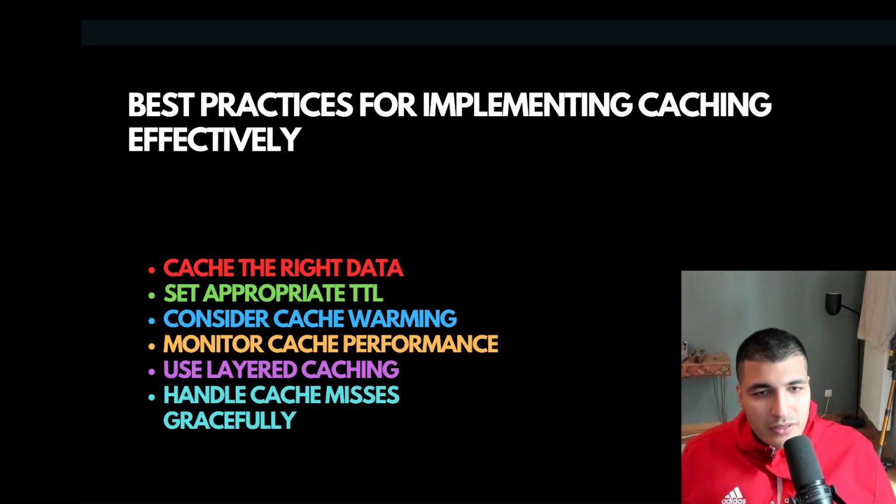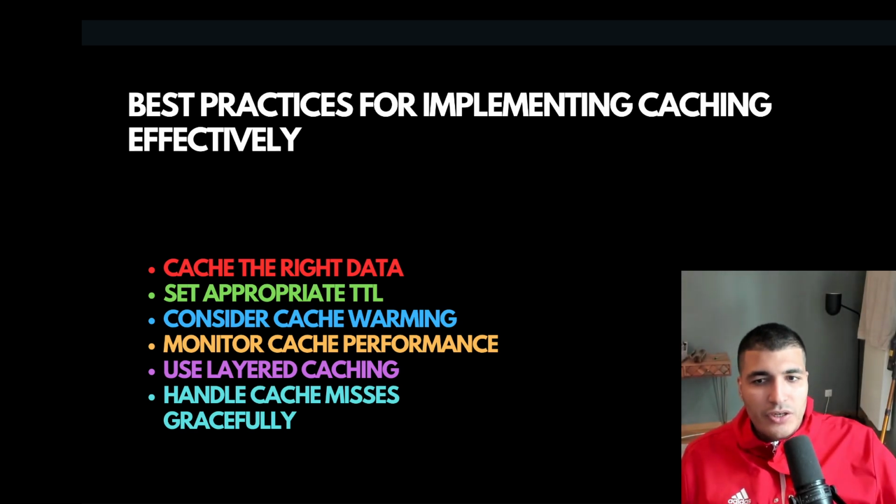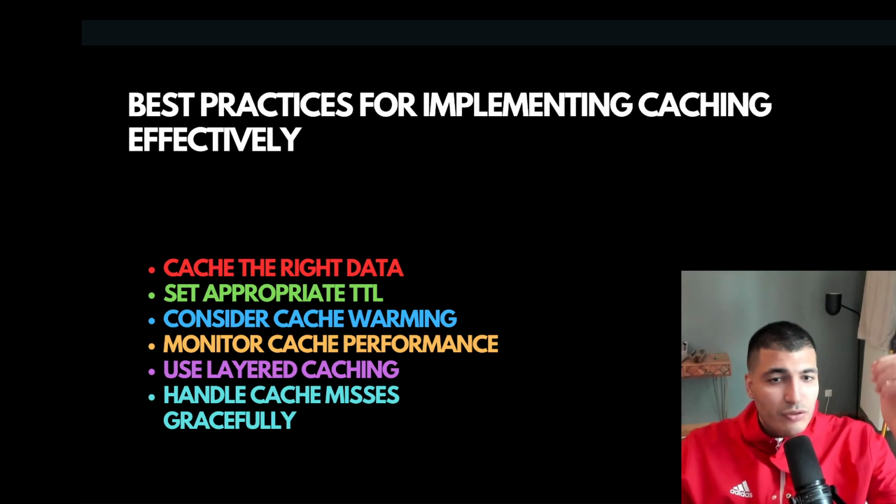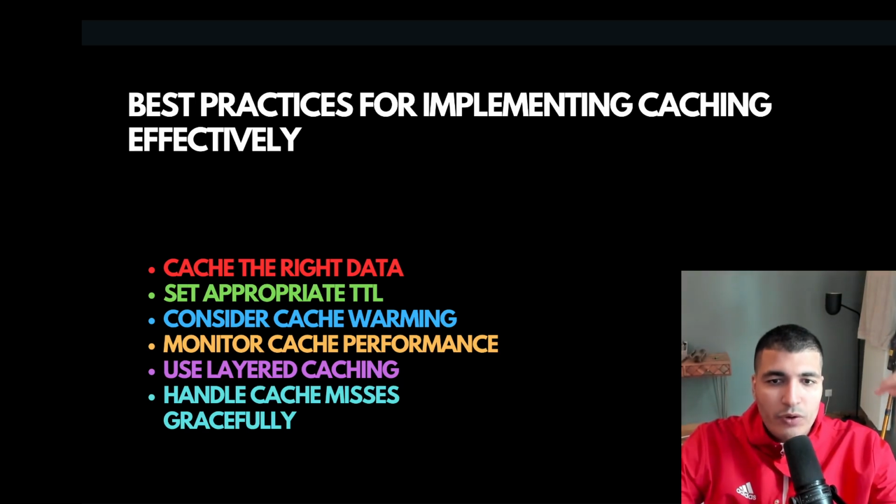Number two, set appropriate time to live. Use time to live strategically to automatically invalidate cache entries and help prevent users from seeing stale data. The duration should match how quickly your data changes. Number three, consider cache warming. For critical or very frequently accessed data, preload it into the cache during application startup or off-peak hours to avoid the initial cold start performance hit.